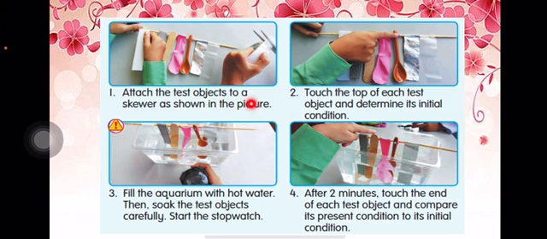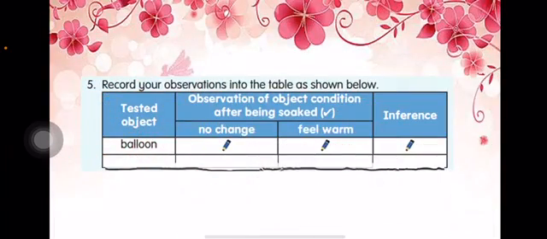Attach the test object to a skewer as shown in the picture. Then touch the top of each test object and determine its initial condition, either hot or cold or normal. Then fill the aquarium with hot water. Then soak the test object carefully. Start the stopwatch. Then, number 4, after 2 minutes, touch the end of each test object and compare its present condition to its initial condition, hot or cold.